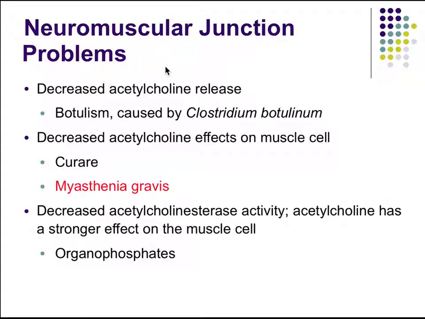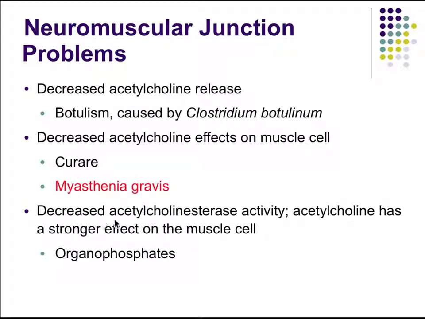So these problems in the neuromuscular junction, like we said, can be decreased acetylcholine release with botulism, which is caused by the Clostridium botulinum, and you might have heard of Botox. So that's essentially what Botox does. Then we have decreased acetylcholine effect on the muscle. So here you're letting the acetylcholine get released, but it's not causing an impact on the muscle because in Curare, you are blocking the receptors. In myasthenia gravis, you are essentially destroying the receptors, and we'll talk about that.